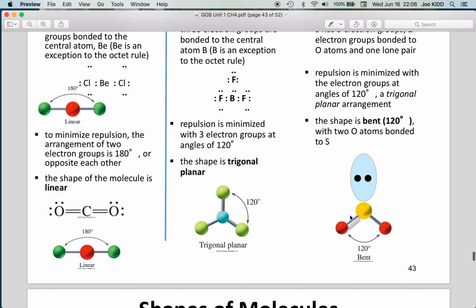Because this lone pair is kind of big and self-important, it is actually going to repulse more than a bound electronic group, and so it kind of pinches these in. So this is actually a little less than 120, and this one is a little more than 120. But we call this molecule bent. Electronically, it's still trigonal planar, but if we look at the actual shape of the molecule, we can't see the electrons. We just can see the bound atoms. So we call this shape bent.